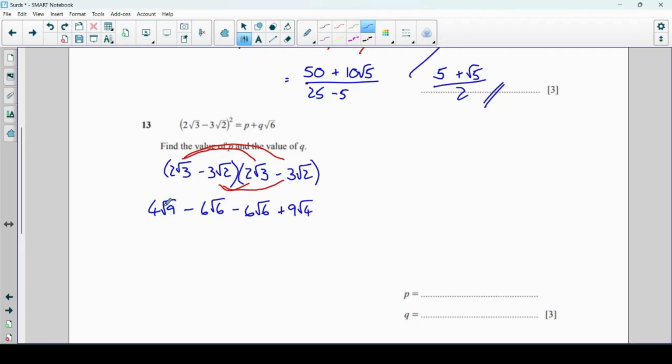Now let's simplify what we can. Square root of 9 is 3, so this first term is 4 times 3, which is 12. Minus 6 root 6, minus 6 root 6, plus, and this one here, root 4 is 2, so this is 9 times 2, so this is 18. Now the only thing we need to do is collect the two middle terms and the outside ones as well. Let's start with that. 12 plus 18, that makes 30. Minus 6 root 6 minus 6 root 6 is minus 12 root 6. So there we go, we've got it in that form where P is 30 and Q, careful, it says plus Q here, so our Q is going to be minus 12.